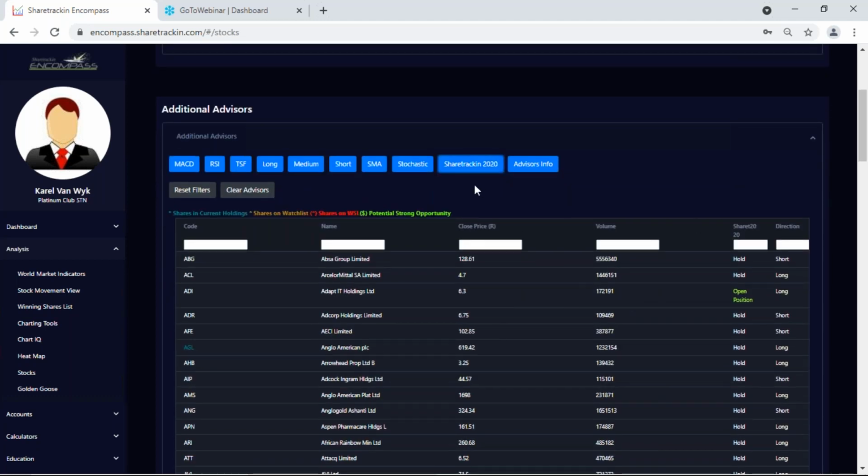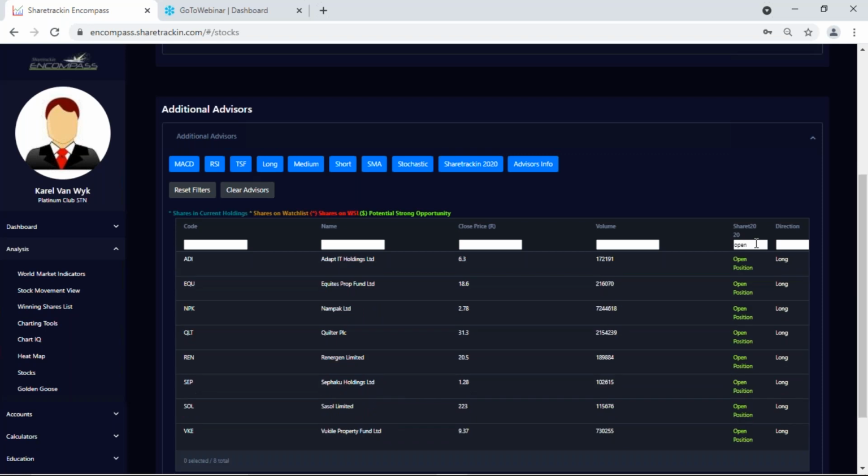When it's done loading, I would then get this table. As I explained in the previous webinar, underneath ShareT 2020, I would type in open and it gives me all the possible positions to open. So what I'll do is I'll work through them one by one and just have a look-see on which one is the best to buy.